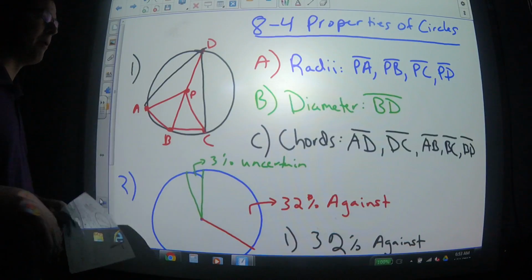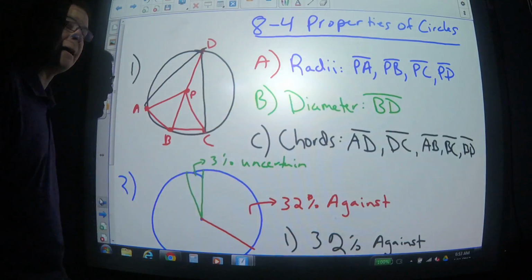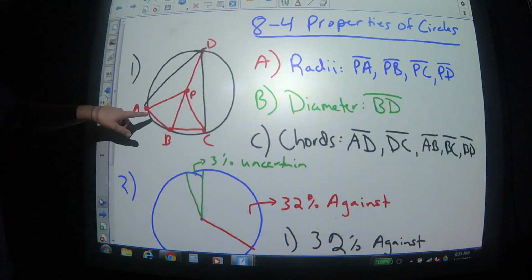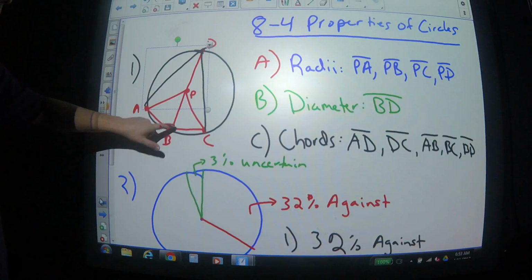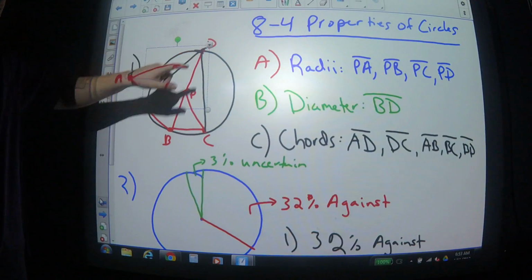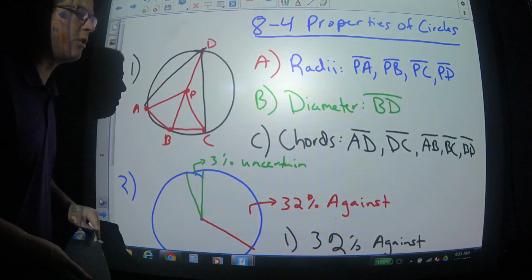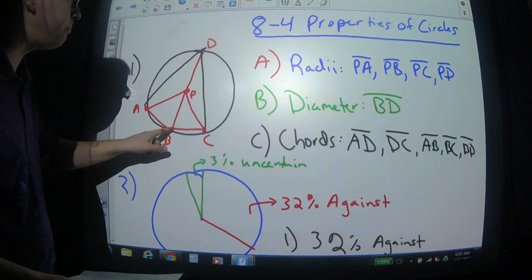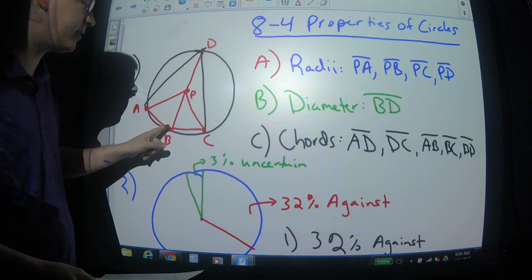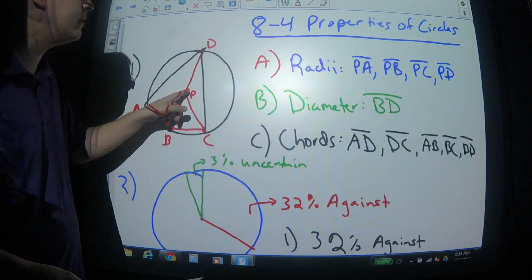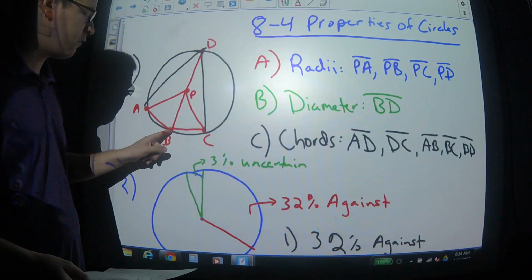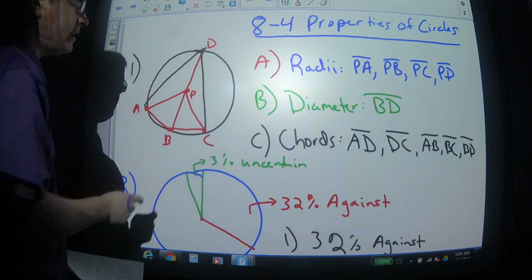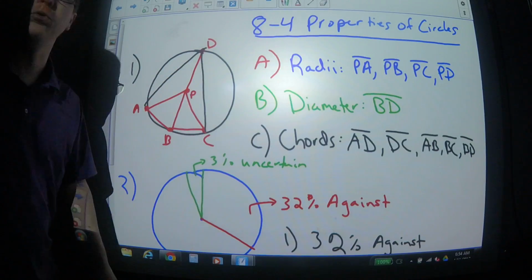Now, identifying the parts, all the radiuses or radii, that's how you say the plural of radius, the radii are PA, PB, PC, PD. The diameter, there's only one, BD or DB, however you want to think of it, because it has to go through P, has to be a straight line, and it has to go from one side to the other. So I couldn't say CD is a radius because it does not go through P.